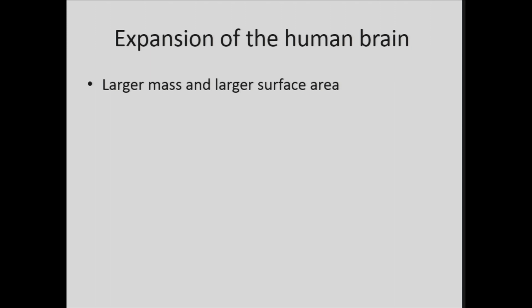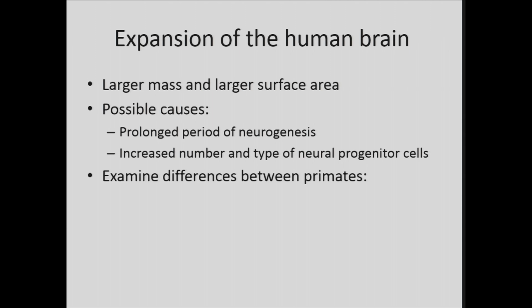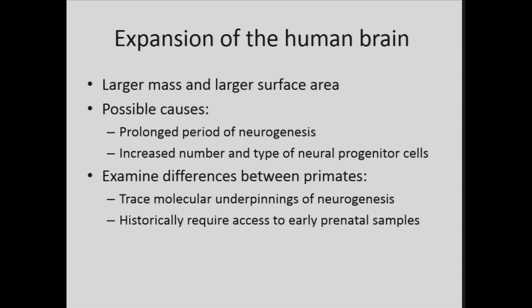So far I've told you about the expansion of the human brain, that we have a larger mass, a larger relative mass, a larger surface area, and that some possible reasons for this could be the prolonged period of neurogenesis, an increased number and type of neural progenitor cells, and that we would like to now examine the differences between primates. Now, some people have done this, as I've shown before, and have enabled us to trace some of the molecular underpinnings of early neurodevelopment and brain size, but we really want to be able to look at this at a deeper level. And historically, this has been sort of difficult to do.